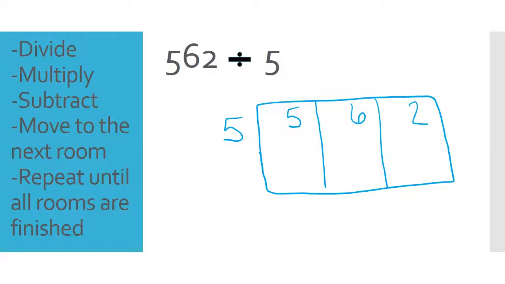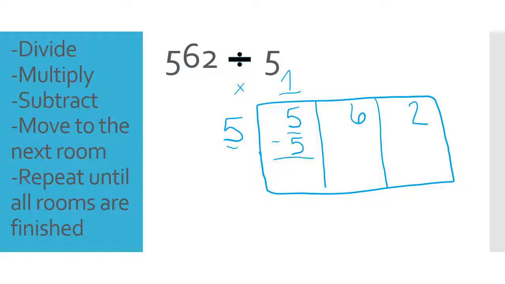Remember, it kind of still goes with that whole thing. Big number in the house. It's just this time the house has rooms. And now I'm going to start the same way I'm used to dividing. How many times can 5 go into 5? Well, that's kind of easy. I know 5 can go into 5 one time because 1 times 5 is 5.